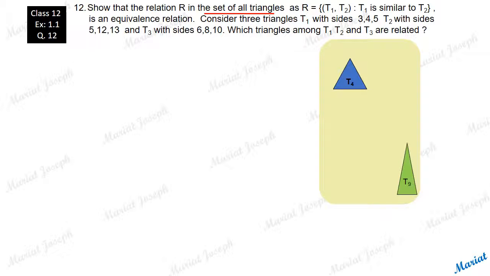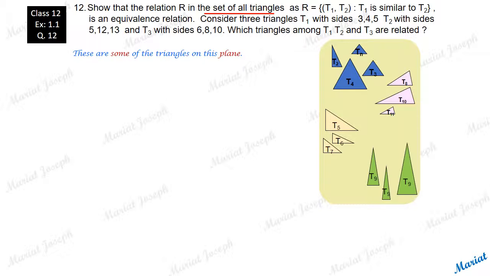Show that the relation R in the set of all triangles. Let's have a set of many triangles. These are all various types of triangles. But in this set, some relation is defined. A triangle T1 will be related to triangle T2 if T1 is similar to T2.